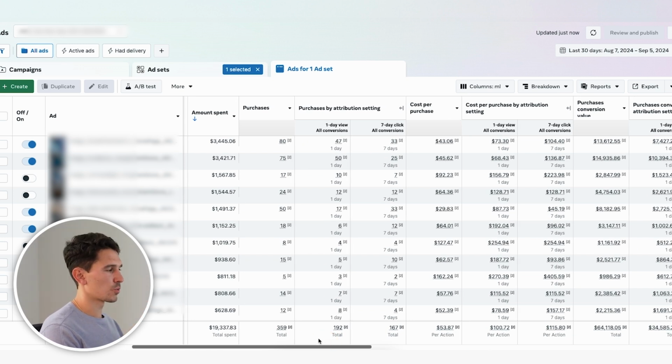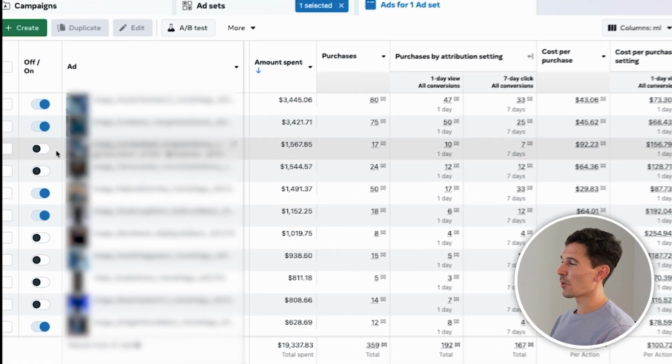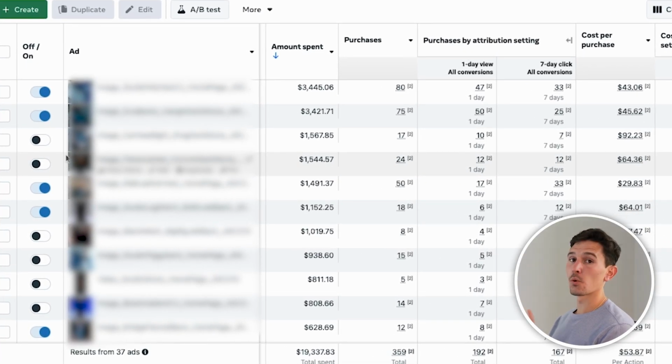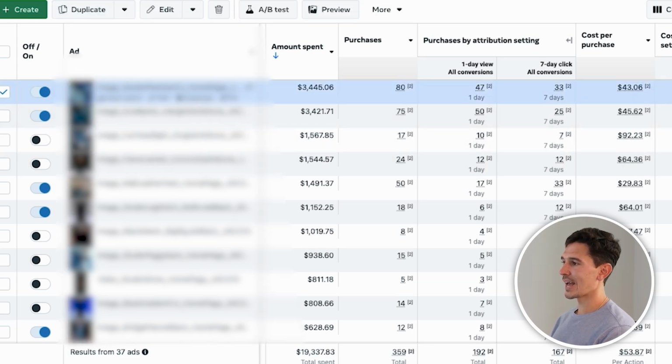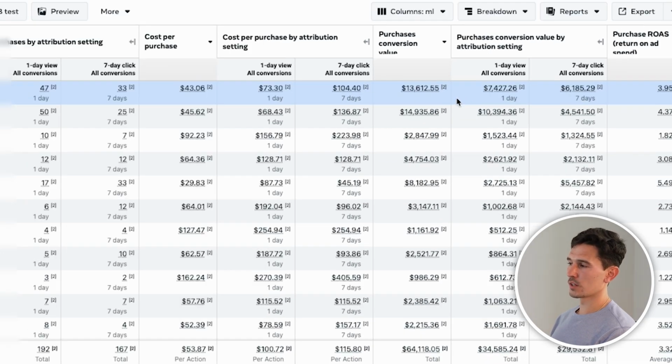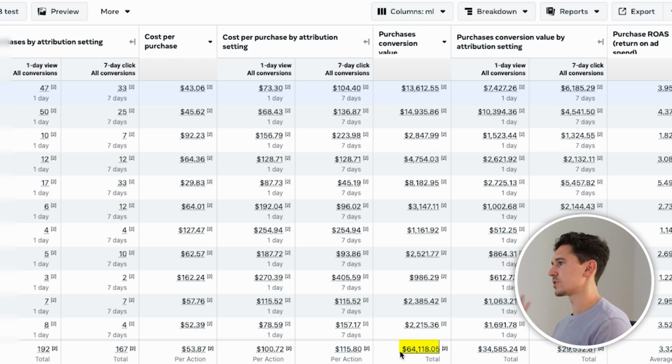This works so well because we just did a big round of optimizations here. You can see I actually paused 2 of our top 4 ads. The number 1 and number 2 ads are doing very, very well from a click base and a view base in terms of cost per purchase, total number of purchases, and total volume. These 2 ads have driven a collective $27,000 of a total of $64,000 across this entire ad set.